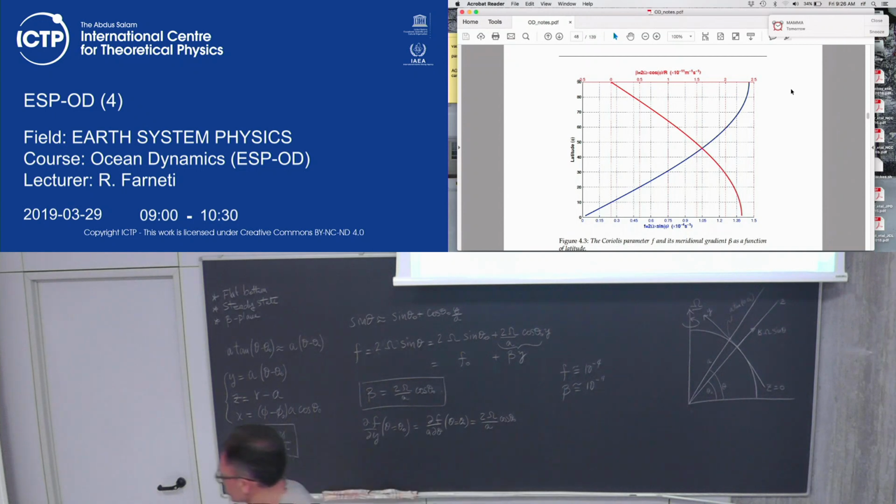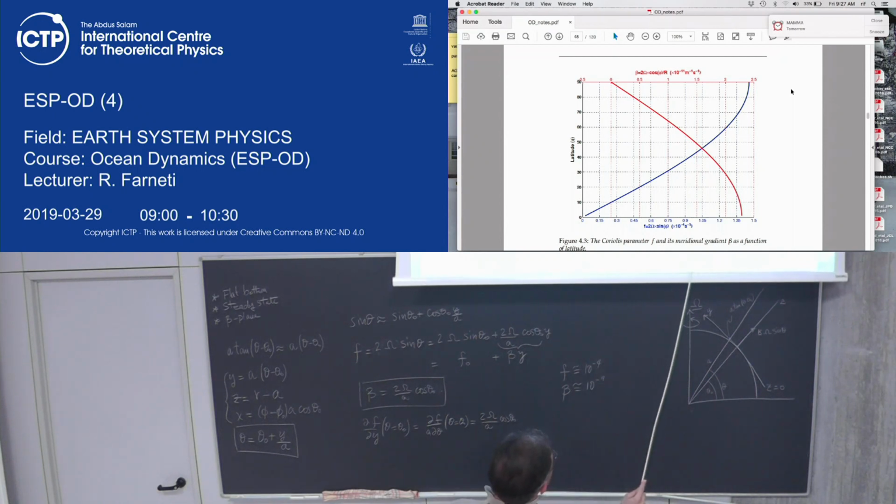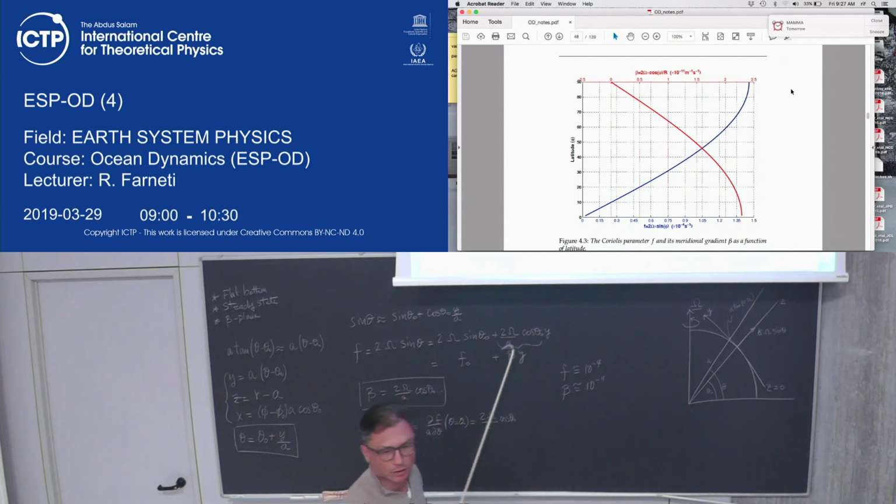So for typical mid-latitude values, let's say 40 degrees, f is around 10 to the minus 4. And this is beta. Beta is the meridional gradient of f, so it goes from a maximum close to the equator, where the meridional gradient is maximum, to 0 at the pole, as f approaches a constant. Again, for typical mid-latitude values, around 40 degrees, beta is 1.5 times 10 to the minus 11. This is what f and beta look like.